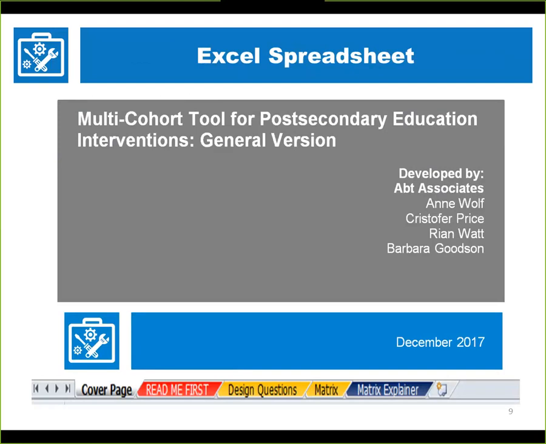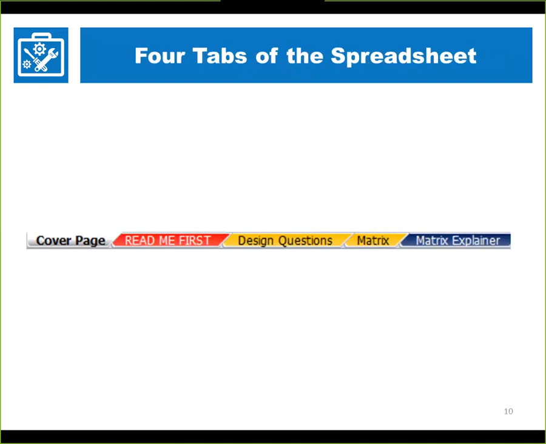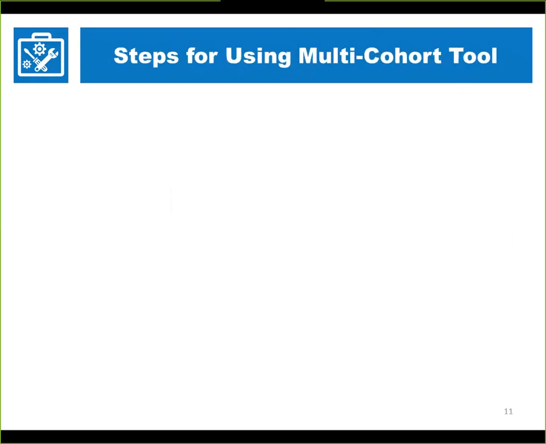When you open the tool, you can see that the Excel spreadsheet has 4 tabs. The 4 tabs are the README First tab, the Design Questions tab, the Matrix tab, and the Matrix Explainer tab. Using the multi-cohort tool to identify your study's samples involves 5 steps.